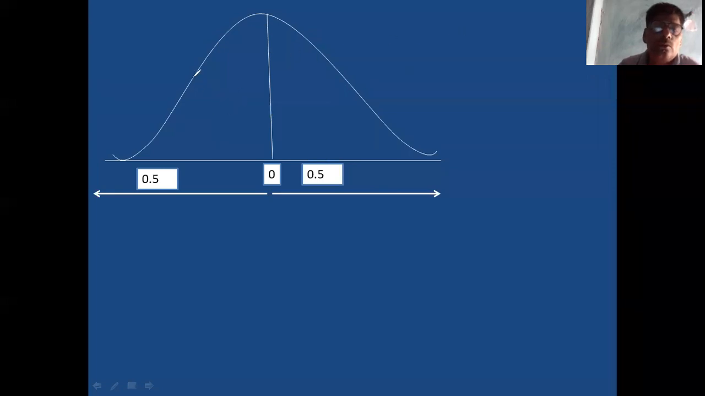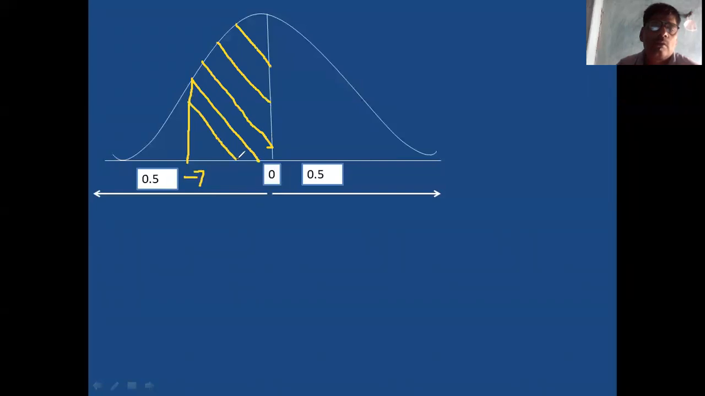Then if you want to see, here is the marking. Your answer is -7. Let us consider the value of x is -7. If you want to know the value from 0 to -7, you mark like this.